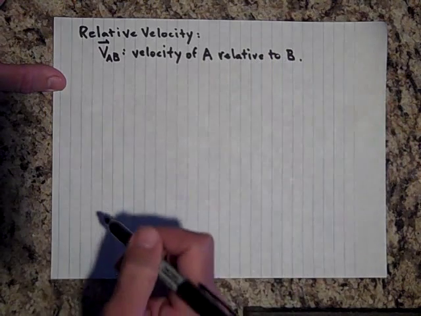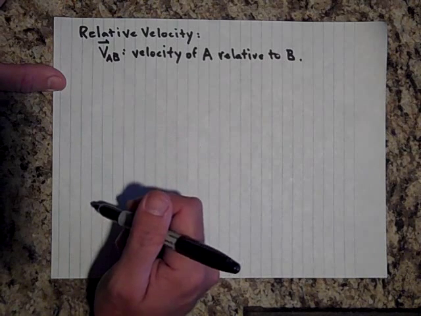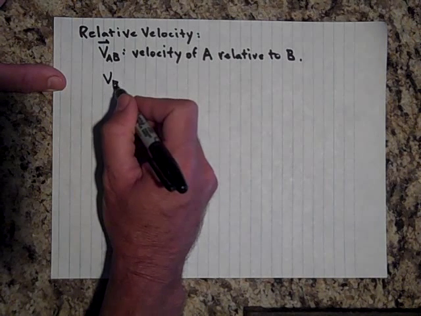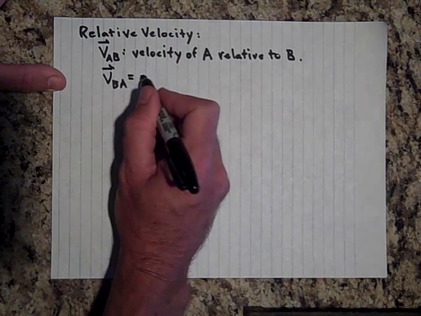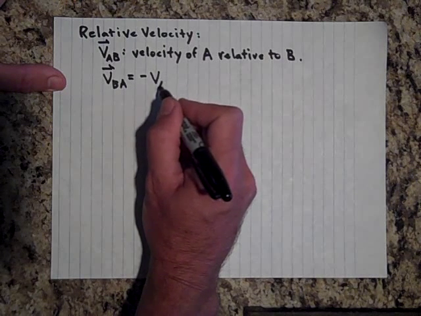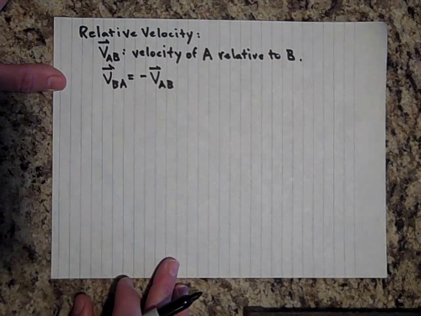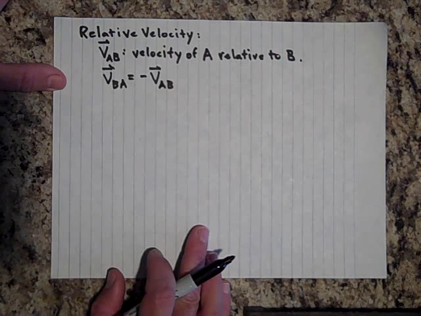It turns out that if you want to know the velocity of object B relative to object A, it will be just the opposite of that. So the velocity of B with respect to A is going to equal the negative of the velocity of A with respect to B. If you think about that, if you're approaching a car, another car, and you're in a car, the other car is going to see you going the other way. So that's why you get the negative sign there.